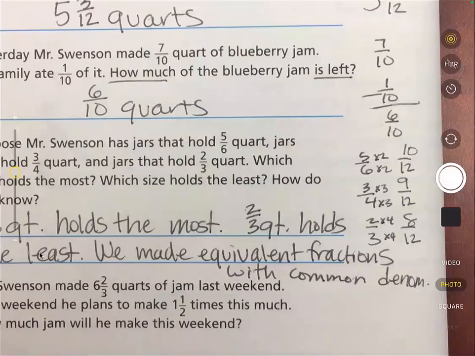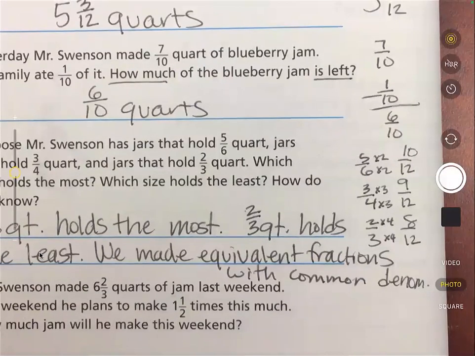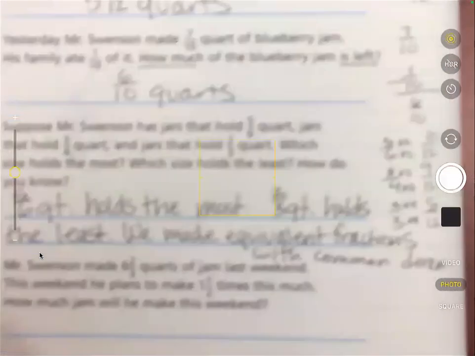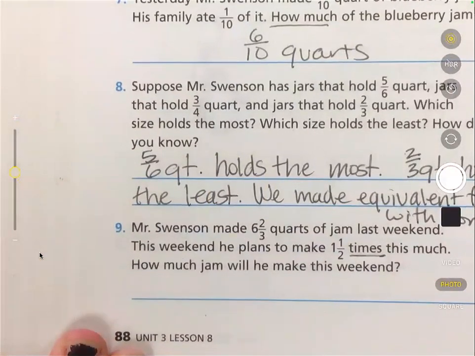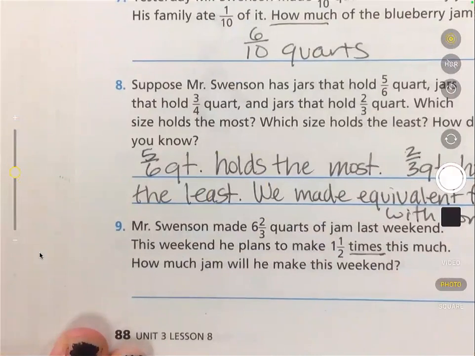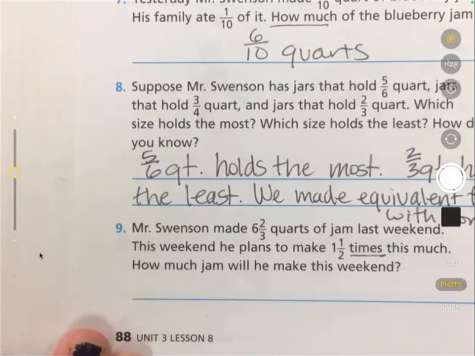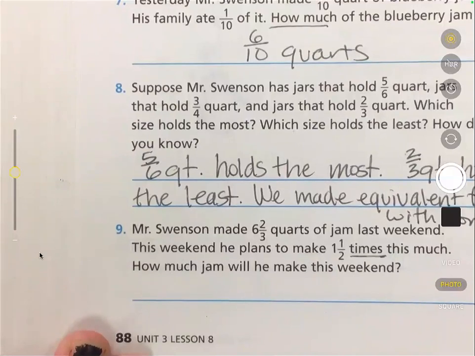I'm getting a variety of answers. Can I underline a clue word here for you? What's that clue word tell me I'm going to do? Multiply, yep. 1.5 times this much. 1.5 times 6 2/3.